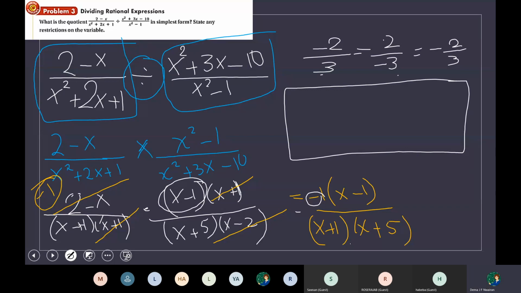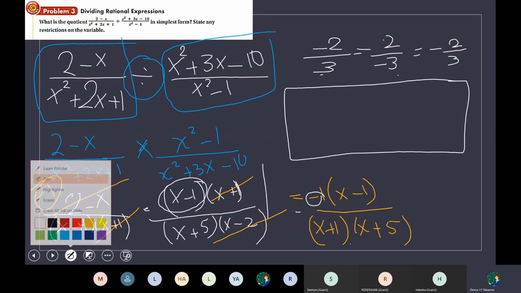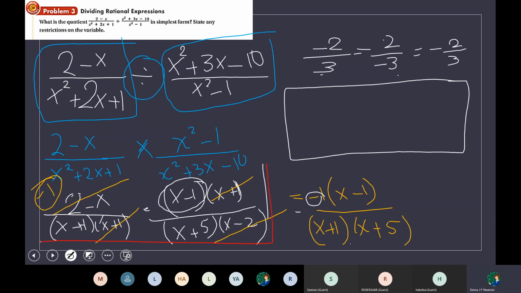Now, just look here. In this one here, I want to find or to state the restrictions. In division, if you want to state the restrictions now, look at the factorized one before simplifying. What are now the zeros here? They are -1 and -5 and 2. Is it right?